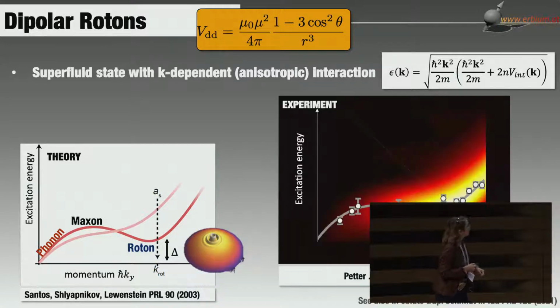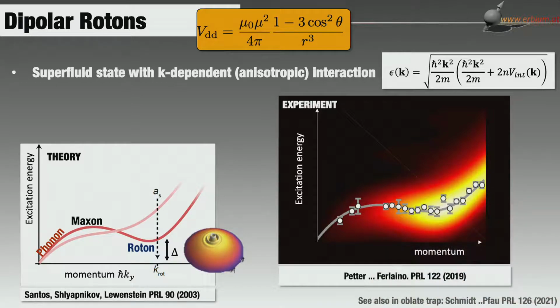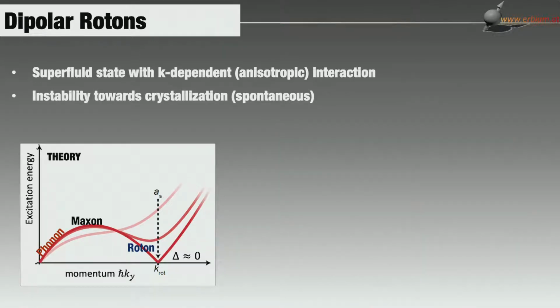This was predicted by Maciek Lewenstein, Luis Santos and collaborators in 2003, and we observed it in our experiment about 15 years later. That's the first ingredient. The second one is to ask ourselves, okay, but what happens if this gap closes, so that the roton minimum completely softens? Then it costs no energy to create excitations. So as soon as they are thermally populated, they will exponentially increase.